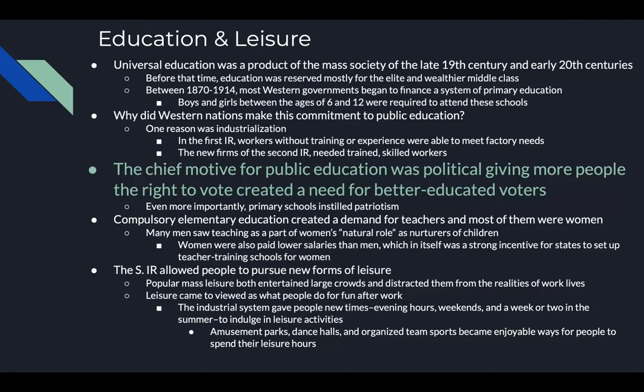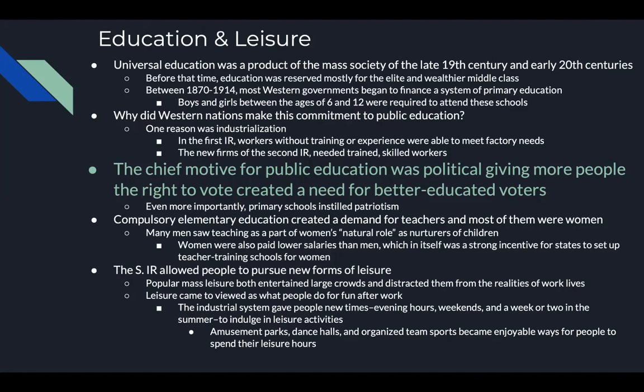Why did Western nations make this commitment to public education? One reason: industrialization. In the first industrial revolution, workers without training or experience were able to meet factory needs. The new firms of the second industrial revolution needed trained, skilled workers. The chief motive for public education was political. Giving more people the right to vote created a need for better educated voters. Even more importantly, primary schools instilled patriotism.